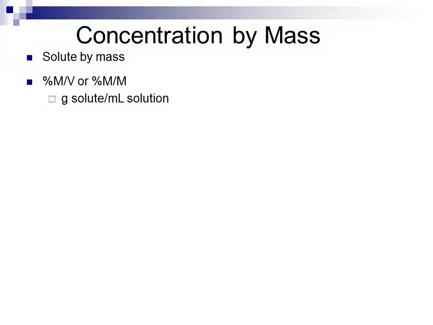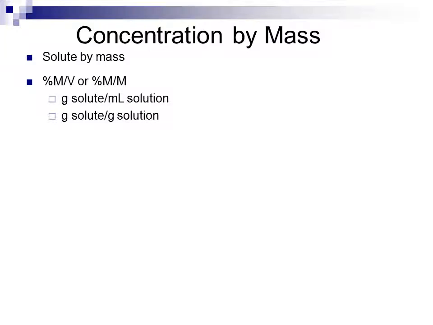Percent mass volume expresses concentration as a percentage with the ratio of the mass of the solute to the volume of the solution. It uses measures of grams of solute and milliliters of solution. Looking at percent mass mass, the measurement is mass of solute per mass of solution. Both of them are in grams and expressed as a percentage.